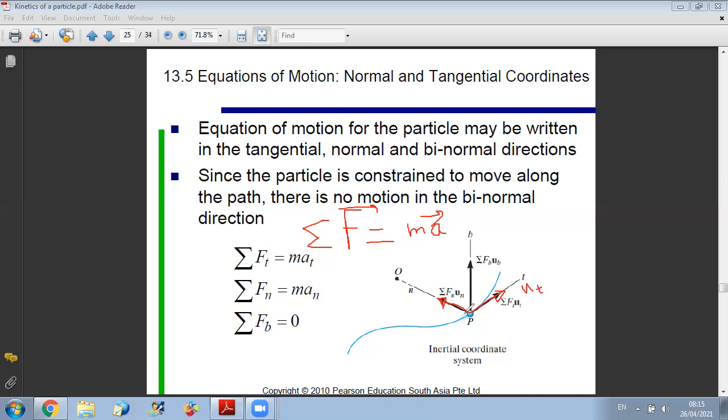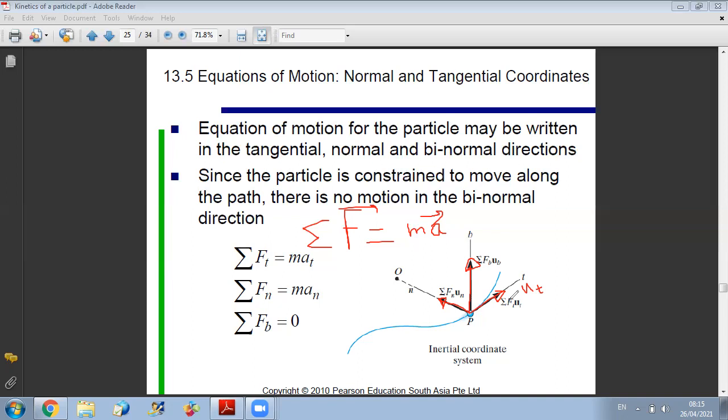The third direction is UB. UB is defined as a vector perpendicular to the plane UN UT. As you can see here in this figure, you have UT tangent to the path, UN directed towards the center of curvature at this location, and the UB vector will be perpendicular to the plane of UN UT.